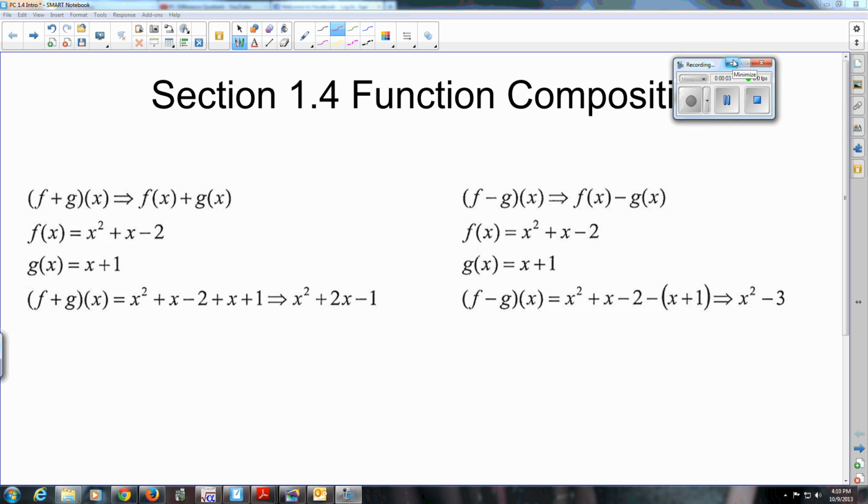Alright, you guys, what I've got for you today is section 1.4 for pre-calc. It's on function composition, as you can obviously read. What I need to do is explain the different ways of writing these.